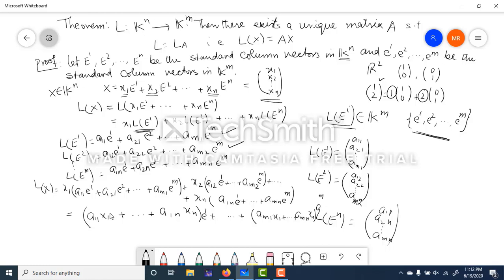And now let A be equal to this matrix, A equal to (aij). Then we see that L of x is equal to A times x, which provides us the proof of our required theorem: this matrix A is the required matrix associated with this linear map.